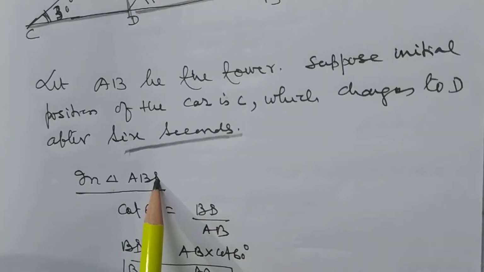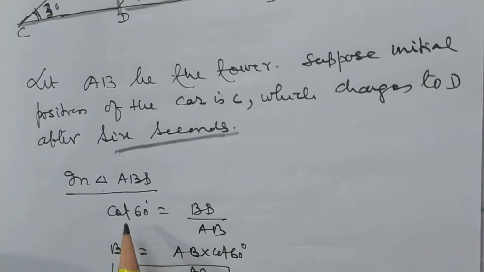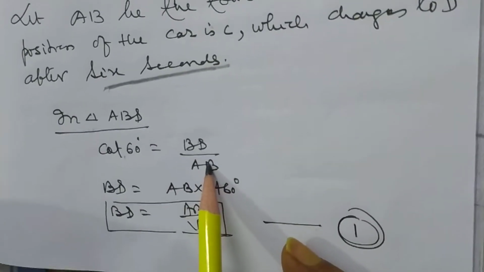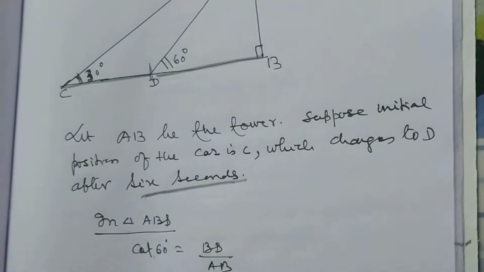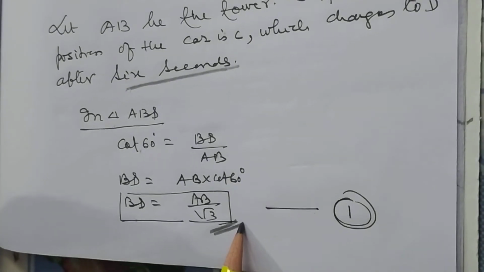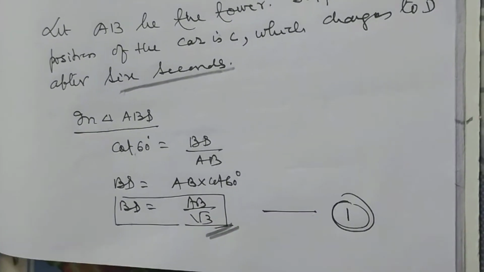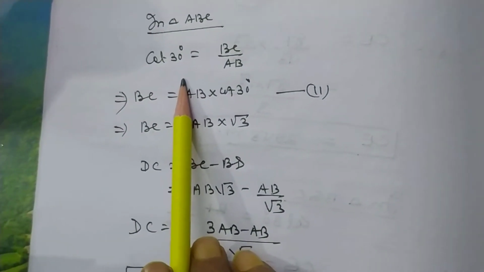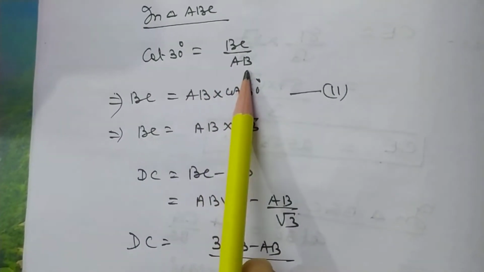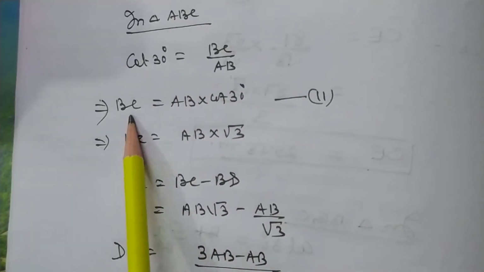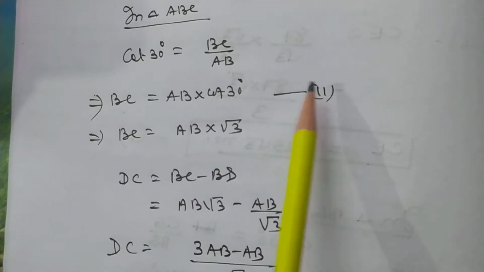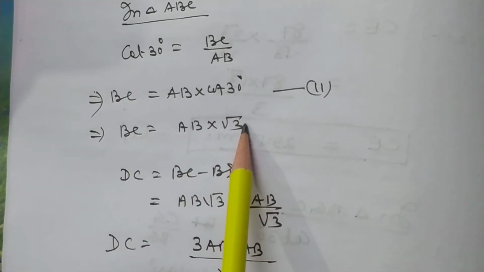In triangle ABD, cot 60 degree is equal to BD by AB. So BD is equal to how much? AB by root 3. Now in triangle ABC, cot 30 degree is equal to BC by AB. So BC is equal to AB into cot 30. So BC is equal to AB into root 3.